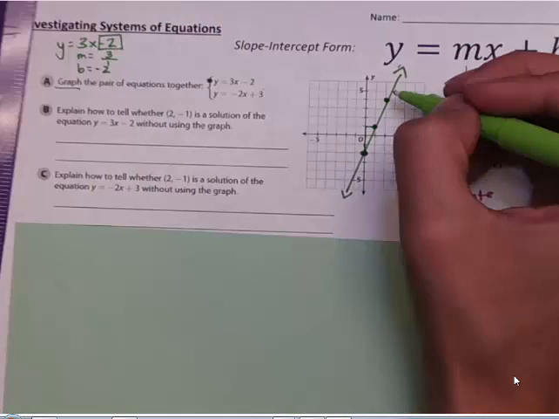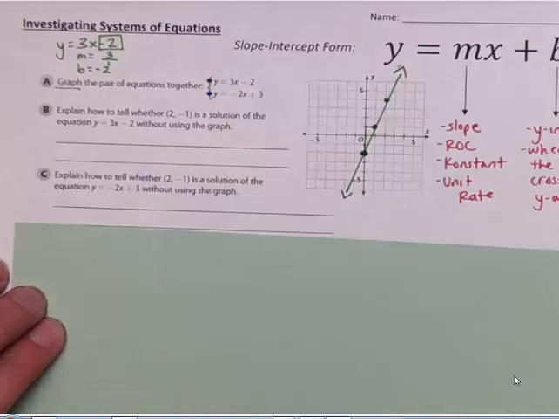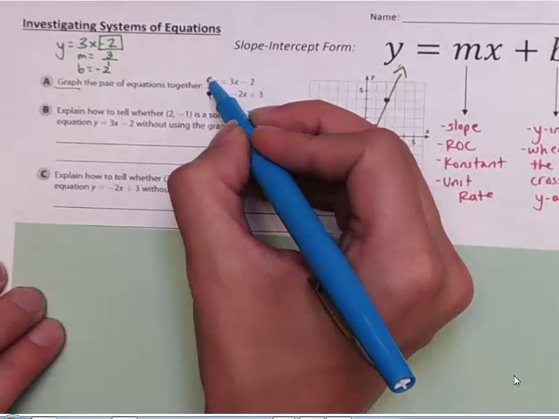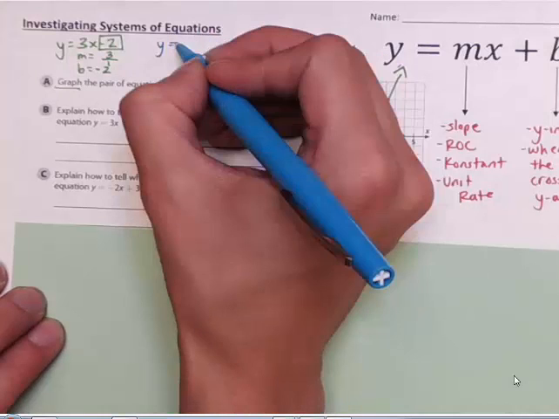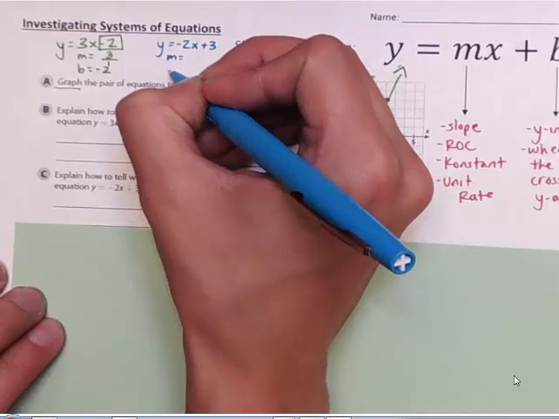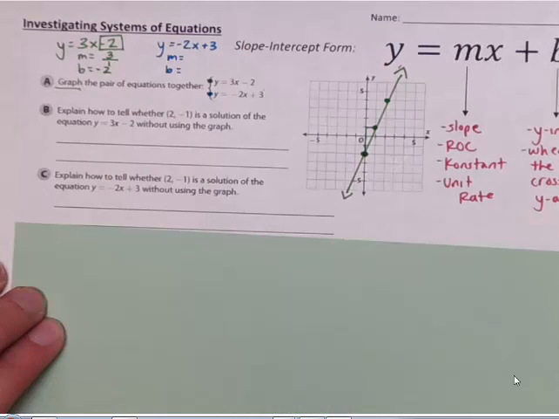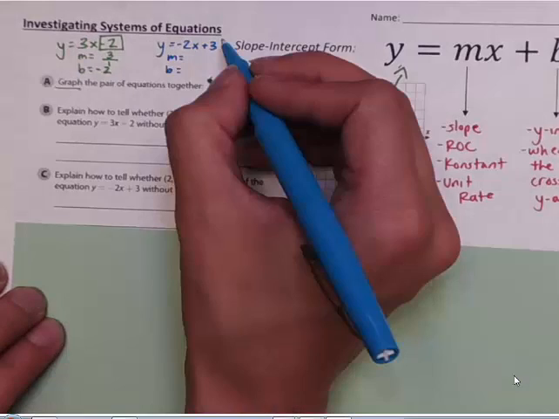Okay, now since we're graphing a system of equations, I have to graph this other one as well, because the system they want me to graph is in this little symbol right here. So my second one is y is equal to negative 2x plus 3. I need to identify my m and my b to graph this appropriately. So my b, which is my y-intercept, is going to be positive 3.